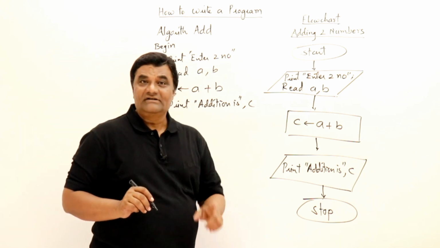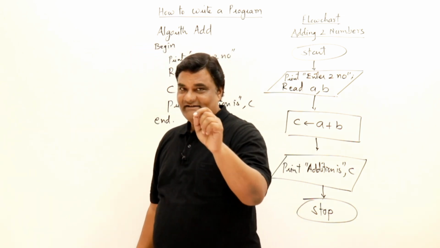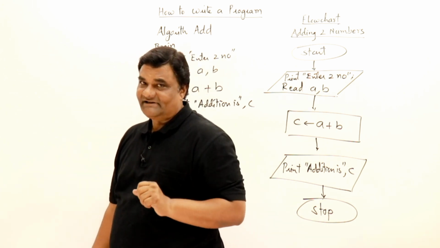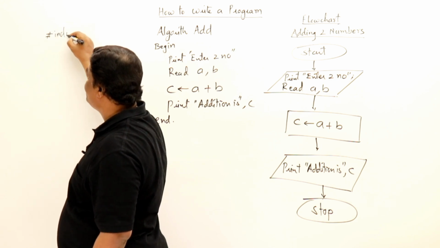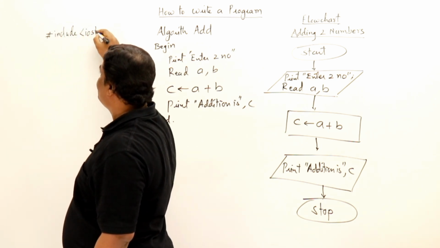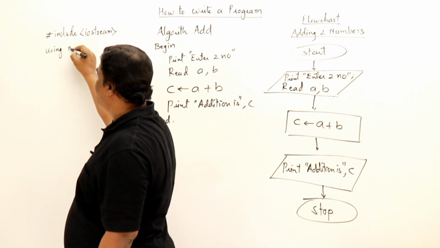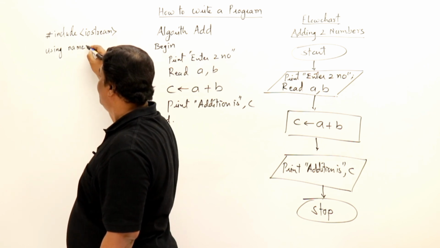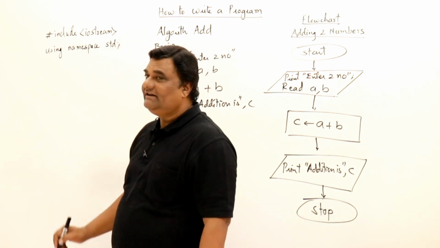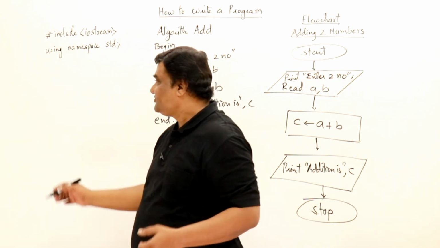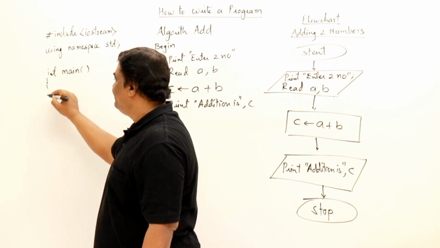Now, next I have to write a C++ program for adding two numbers. So first of all, I will write the skeleton of the C++ program. For that, I have to write hash include iostream, right? This is the thing that we have already learned. Then I have to write using namespace std, because whenever I am using cin and cout, this will be useful. Now the main function, int main, and the starting of the main function.